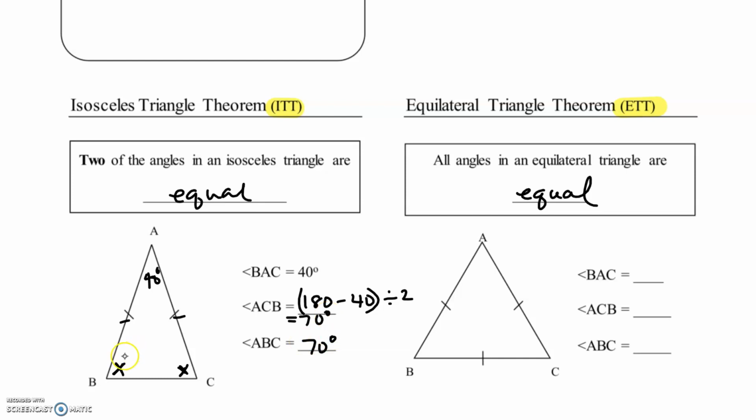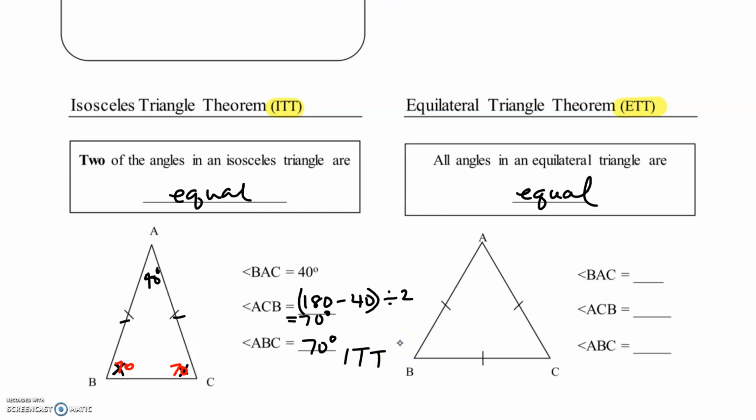And so just to clarify, we found that to be 70 and that to be 70. And if we check, 70 plus 70 is 140, plus 40 gives us the 180 that we just learned. All angles in a triangle add to 180. And the reason we were allowed to do this was because of isosceles triangle theorem.